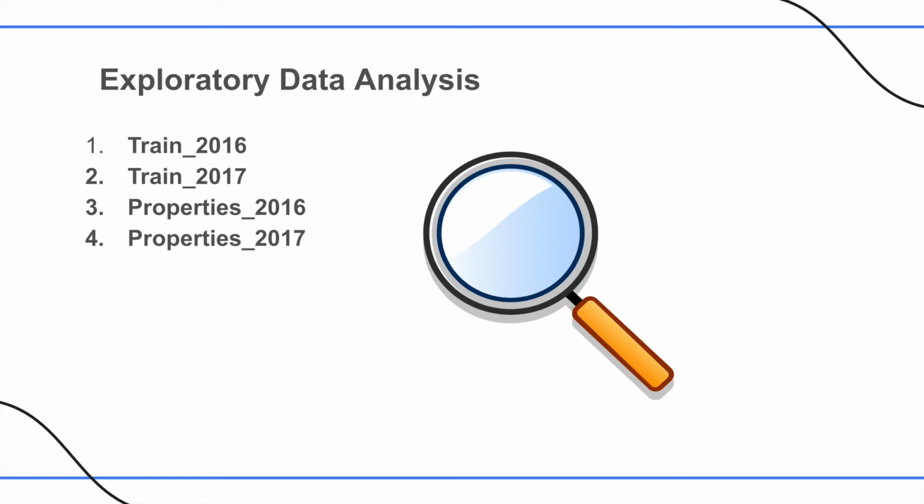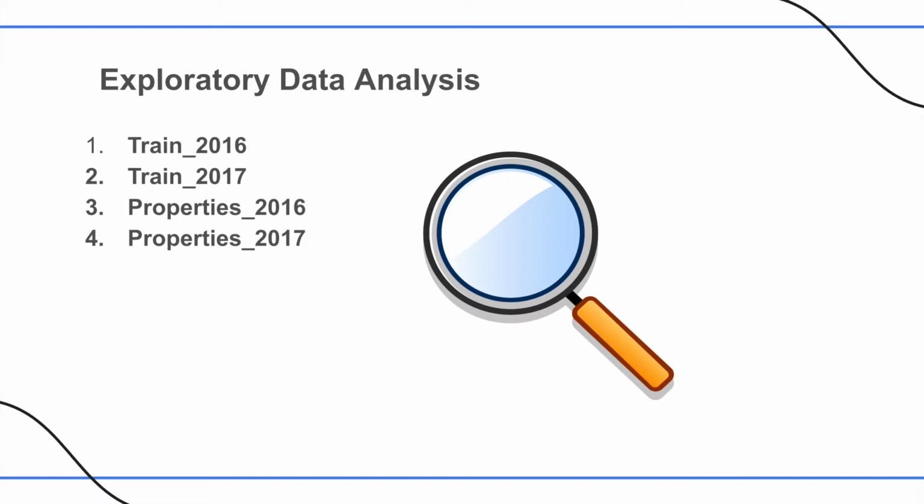This helps us better understand the problem we are trying to solve and find clues on where to improve. There are a total of 4 files that we will be conducting data analysis on. The train 2016 and train 2017 contain the parcel ID, log error, and transaction date. The properties 2016 and properties 2017 files have all the properties with their home features from 2016 and 2017 respectively.